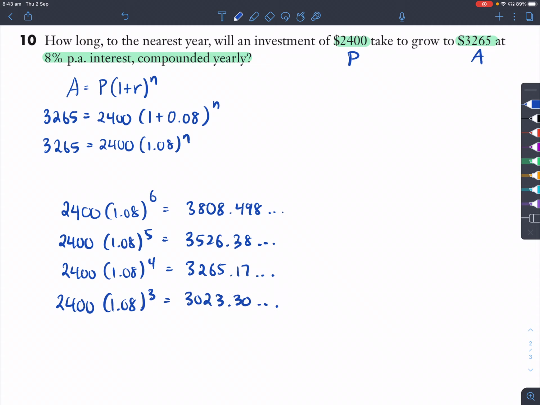and that will get me 3,023.30 and so on. So you can see here that the first power for the number of years, with 1.08, that gets me a first value that is higher than 3,265 would be this one here. That's the first value that's higher, so that's the most correct answer. Therefore we can say n is approximately 4 years.